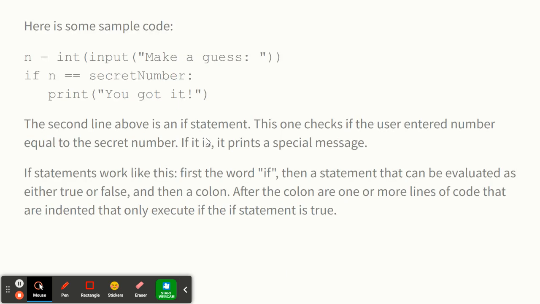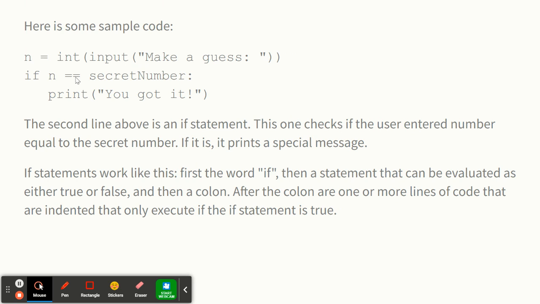So I'm going to show you an if statement. Here's an input line. We learned input on Monday. n equals int input, make a guess. This could have been right out of that program that I just showed you the output. And then here's the if statement, the second line. If n equal secret number, print you got it. So a couple things. This is an if statement.